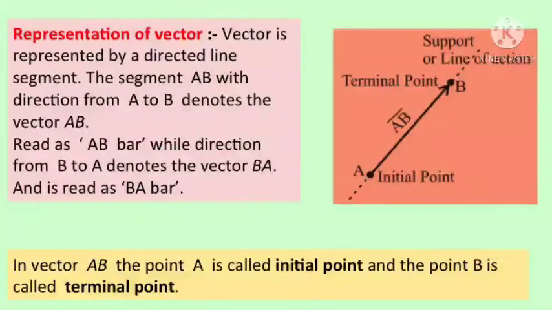Now in this diagram you can see the starting point is A, and the direction is from A to B. So the starting point A is called the initial point, and the end point B is called the terminal point. Now when the direction of this segment changes, that is from B to A, then B will be called the initial point and A will be called the terminal point. So the starting point is always called the initial point and the end point is always called the terminal point. If it is B to A, then it is read as BA bar, and from A to B it is read as AB bar.